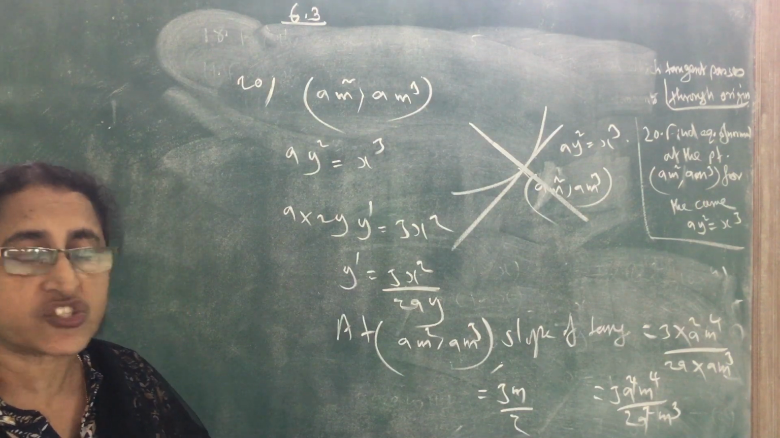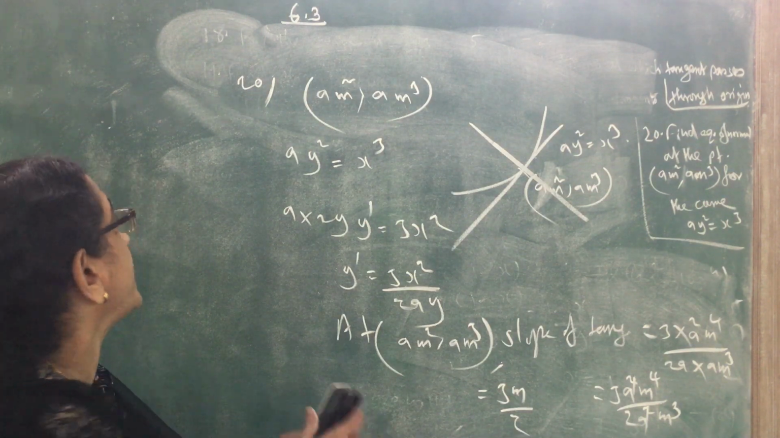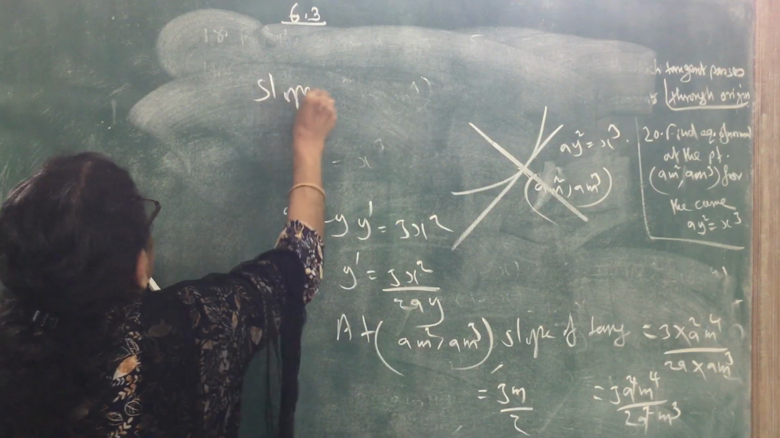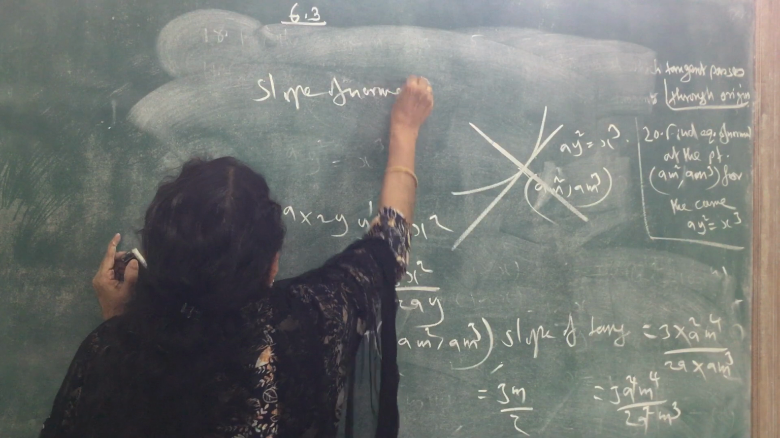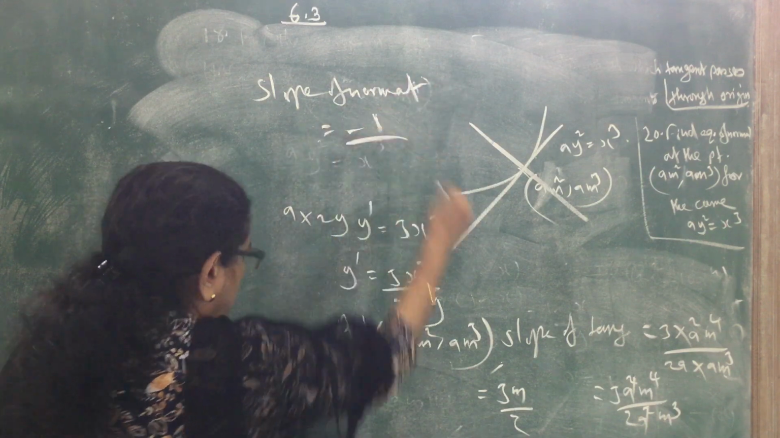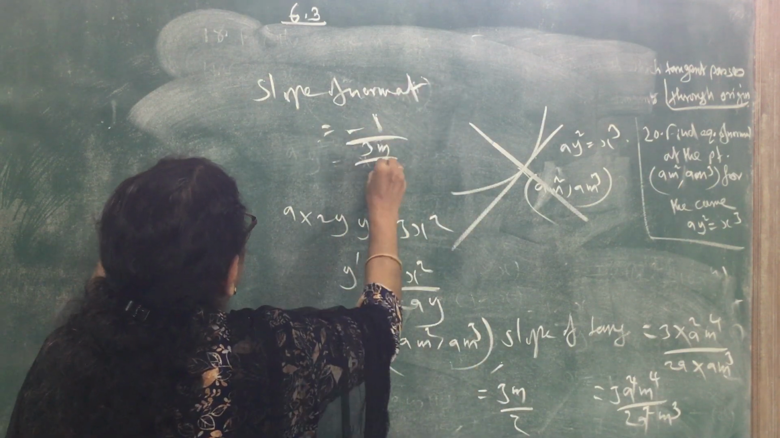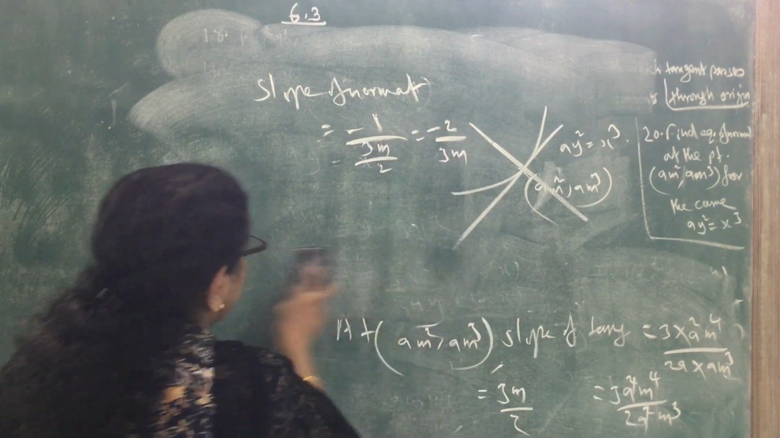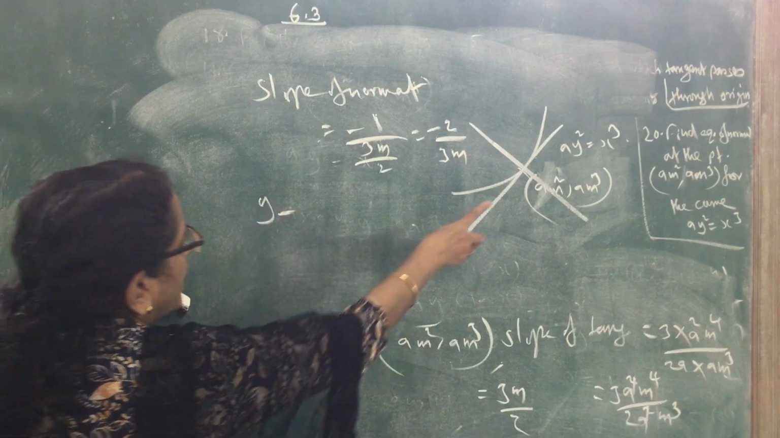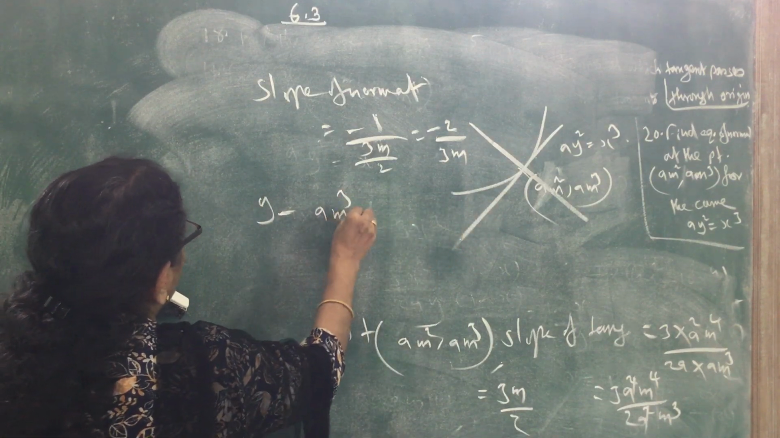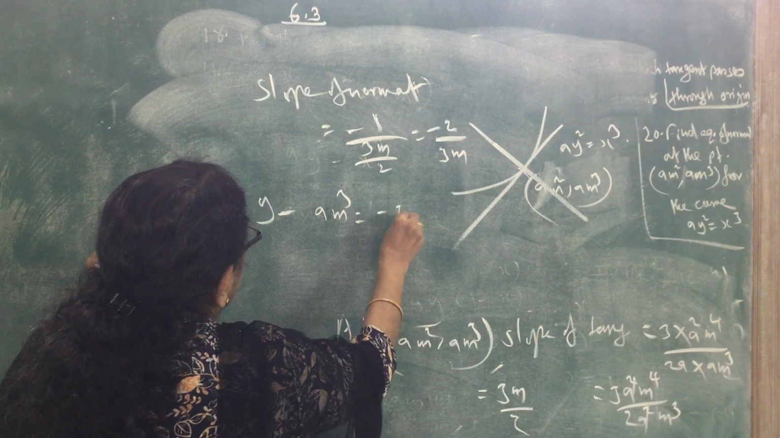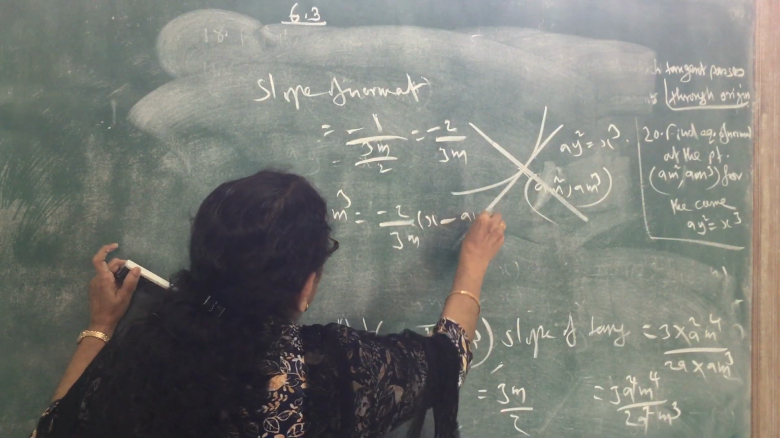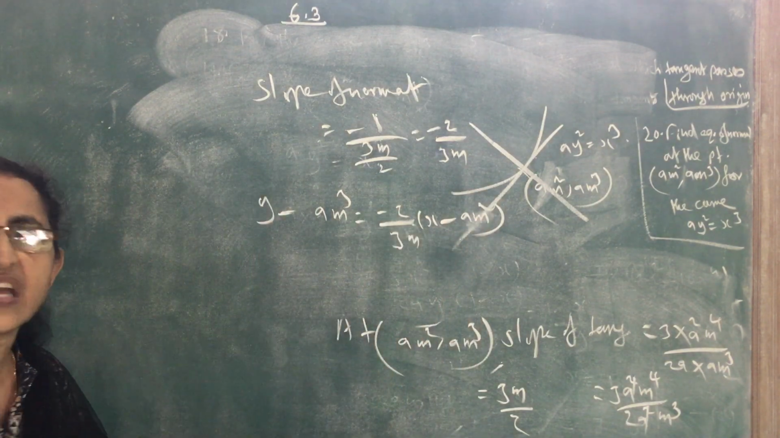So to find the equation of normal, we want to find the slope of the normal. Therefore slope of normal equal to minus 1 by 3m by 2, that is equal to minus 2 by 3m. Now we can find the equation of the normal, that is y minus y1, that is am cube, equal to slope of the normal, minus 2 by 3m, into x minus x1, that is am square. So simplifying this, you will get the equation of normal.